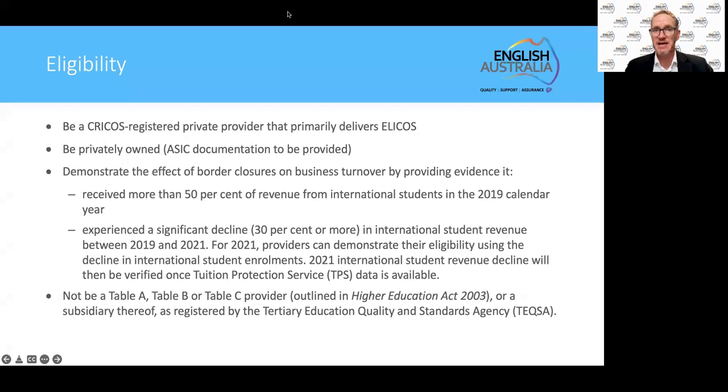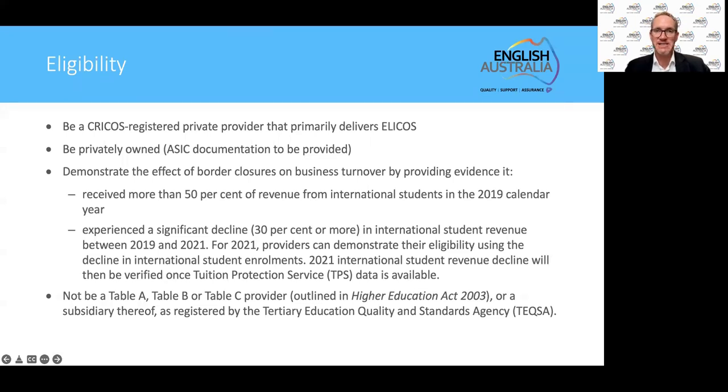Now, I just preface that in that calendar year, it's again a similar process to what was undertaken applying for the Innovation Fund. And I'll outline in a moment just how we will seek to have your financial documentations for that calendar year submitted to us. Now, in the second part of the criteria, it's that you've experienced the decline of 30% or more in your international student revenue. And just as a reminder, international student revenue is the revenue reported to the Tuition Protection Service, so the TPS revenue. And for this program, it's the decline experienced over that period from 2019 to 2021.